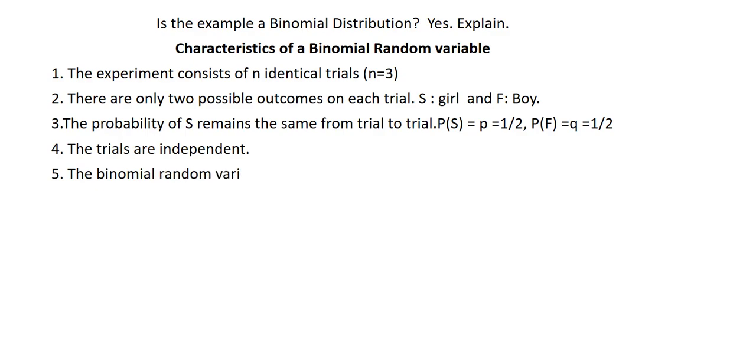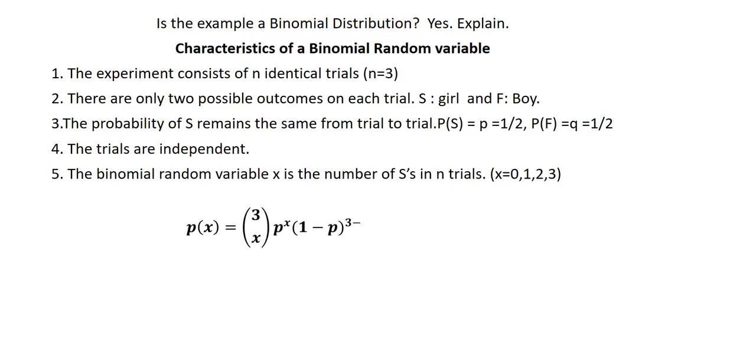Lastly, the binomial random variable x is the number of S's in n trials, the number of successes in n trials. So I can count my x in this case. Our success in this case is having a girl. So they may have no girl, 1 girl, 2 girls, or 3 girls. Since all of these properties are satisfied, that makes it a binomial distribution.